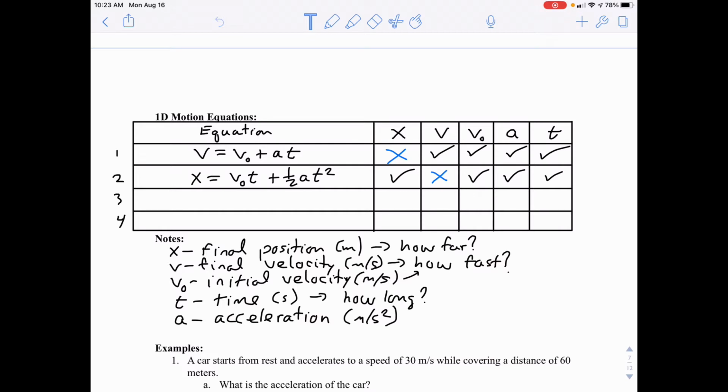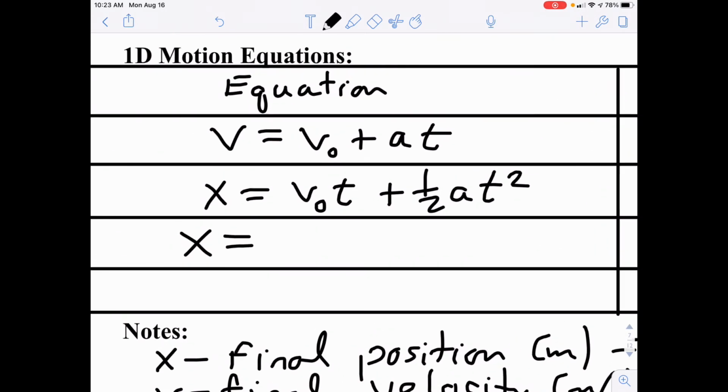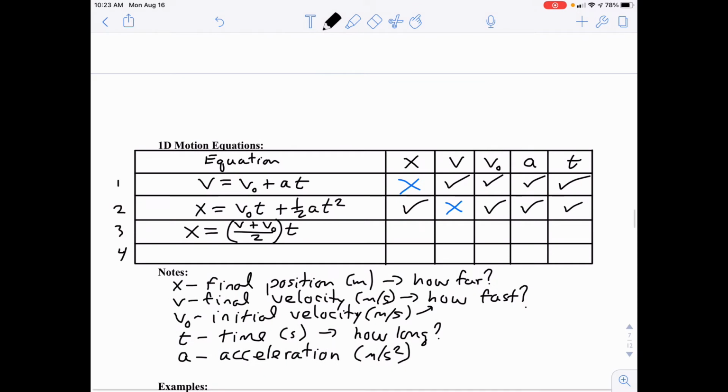Equation number 3 is going to be written as x equals, let's zoom in on this, (v plus v naught) over 2, times t. This would be initial plus final velocity over 2. That's essentially average velocity times time. So average velocity times time is another way to describe constant acceleration. However, this is a way to describe constant acceleration with final position x, final and initial velocity v, time, but no acceleration. So this is the equation you would use when you do not have acceleration.